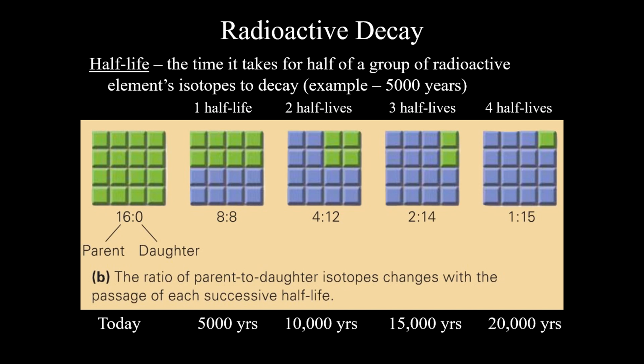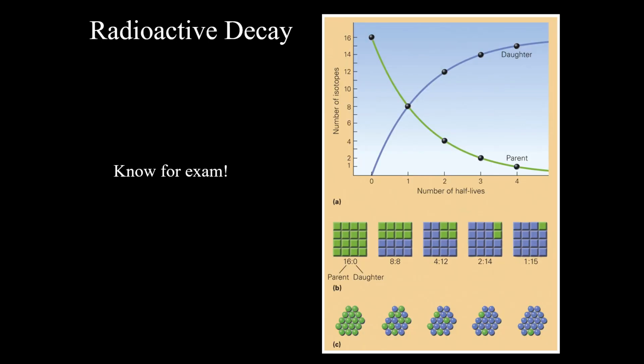Then if we go through another half-life, so now we're at 10,000 years, we have a ratio of 1 to 3, and then we have a ratio of 1 to 5. And then we have a ratio of 1 to 7. And then we have a ratio of 1 to 15. And so you can see that the ratio of the parent to daughter tells you something about the number of half-lives. You could plot that as well. So you can put that on a plot.